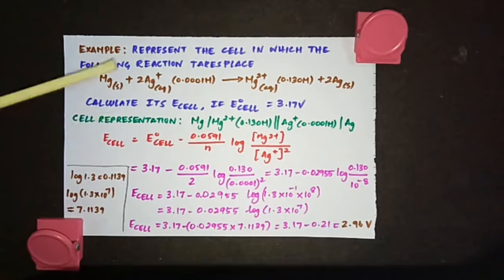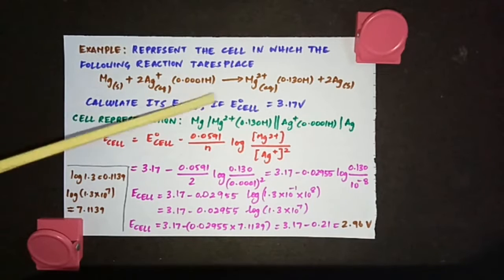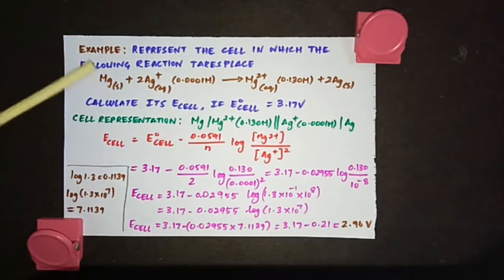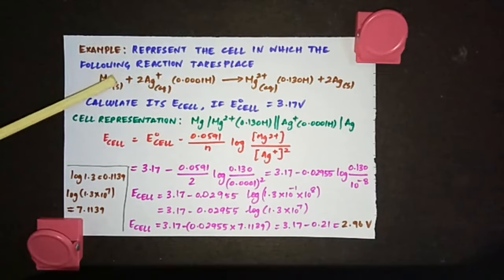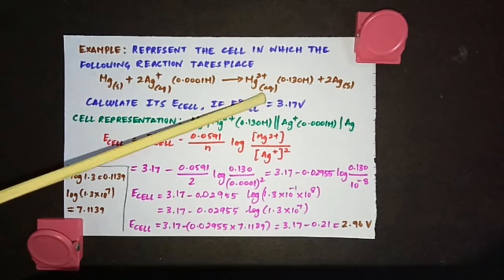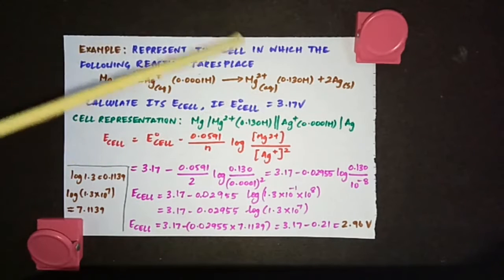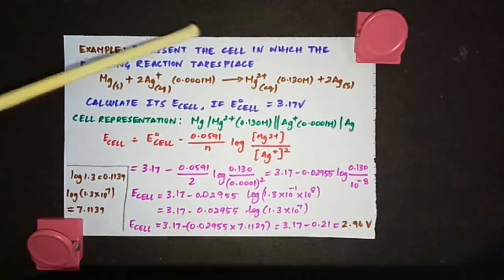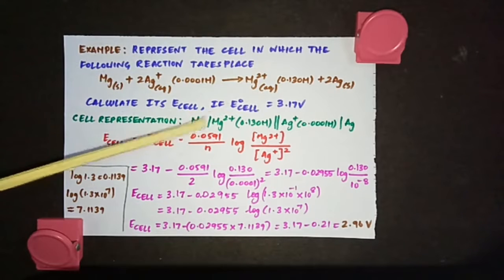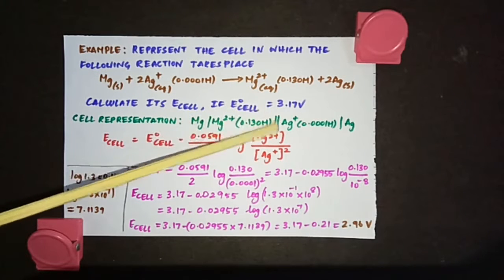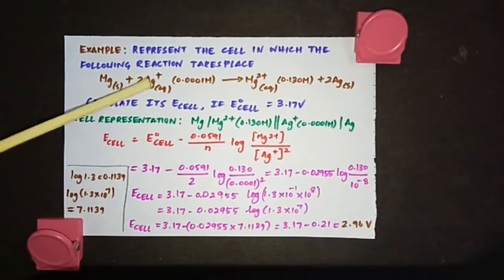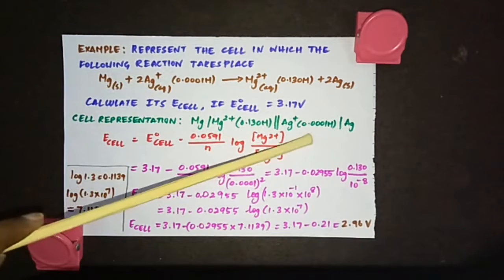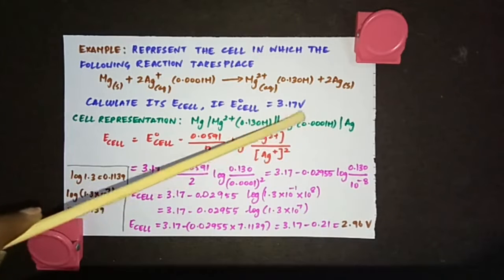Now represent the cell. I've told you, when any question is asked in electrochemistry, if the cell reaction is given, try to represent the cell. So see, Mg is converted into Mg2+, which means this is the anode reaction. So the anode is represented first, and I told you already you have to put the concentration of Mg2+ in the bracket. Salt bridge. Here Ag+ is converted into Ag. This is the cathode half reaction. Here also you have to put the concentration.